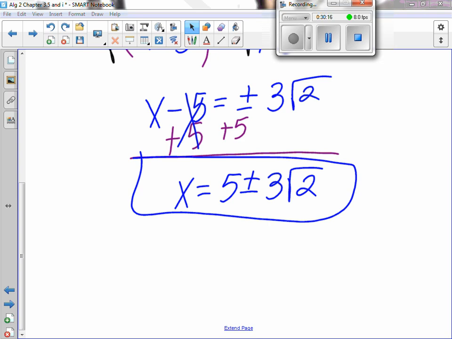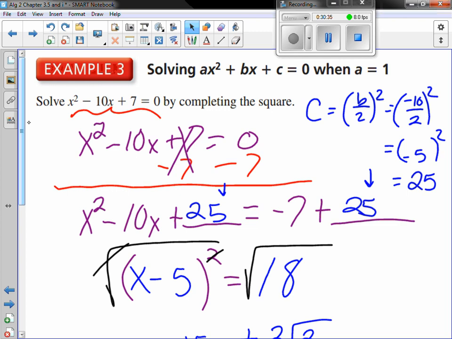Have y'all seen these factors before? 5 plus 3 square root of 2 or 5 minus 3 square root of 2? No. Graphing doesn't work. Any of the other methods that we would have had don't really work for this because of the solution types that it is. But this one will work. Completing the square, this method that we used, will work for any quadratic that we come across. It works every single time. Any questions on this here?